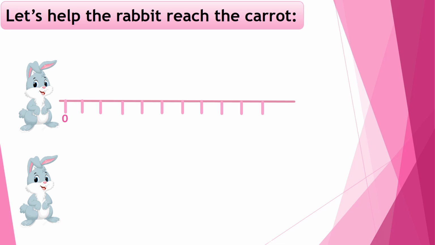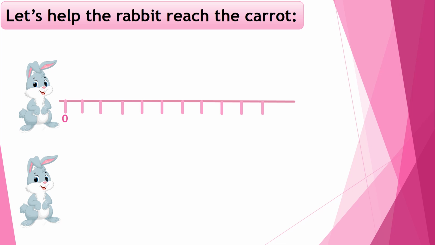Let's help our rabbit to reach the carrot. Here we will use skip counting to reach the carrot. Skip counting helps us to solve repeated addition easily. We said repeated addition, it means we add the same number many times. This is the same idea of skip counting.